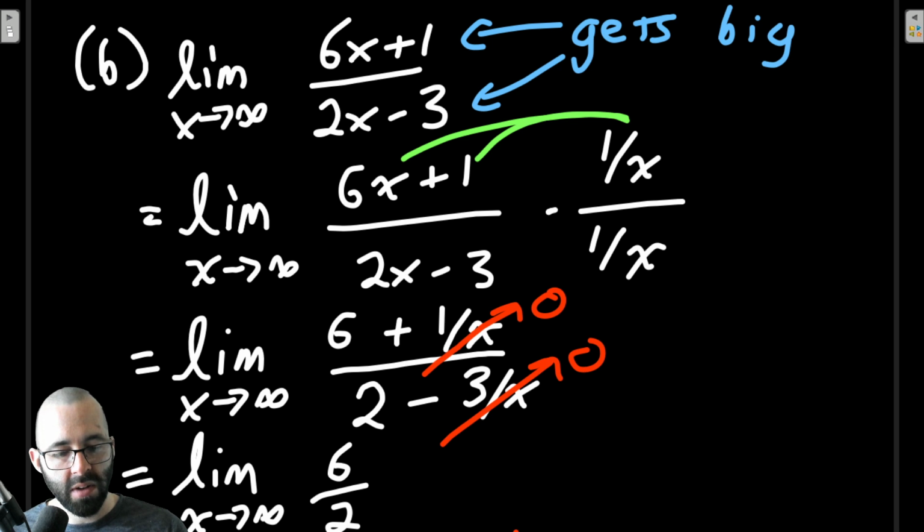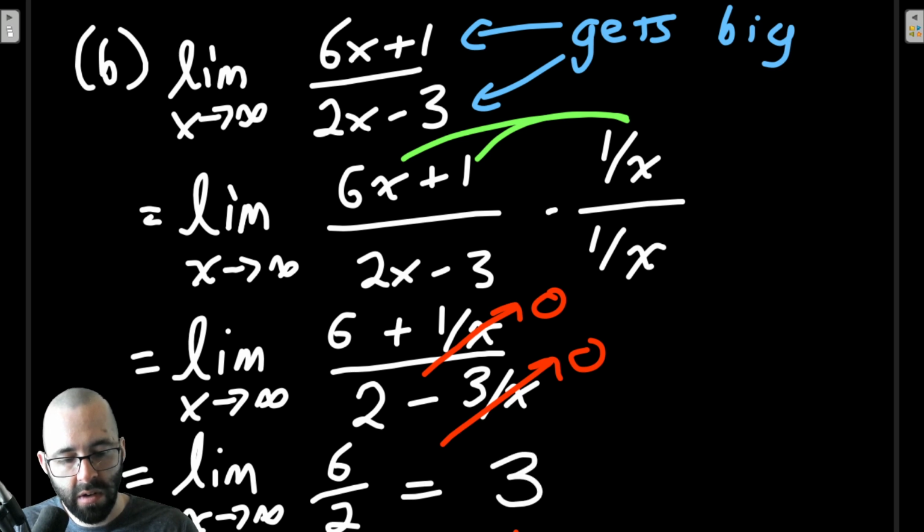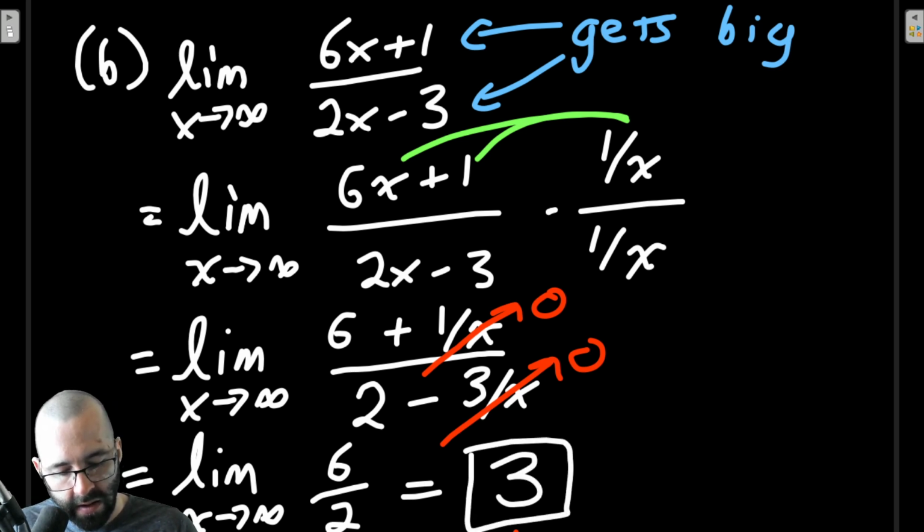There's no x's anymore. We can plug in x. There's nowhere for x to go. So this is just 6 over 2, which is 3. All right. So that's another way of approaching this.